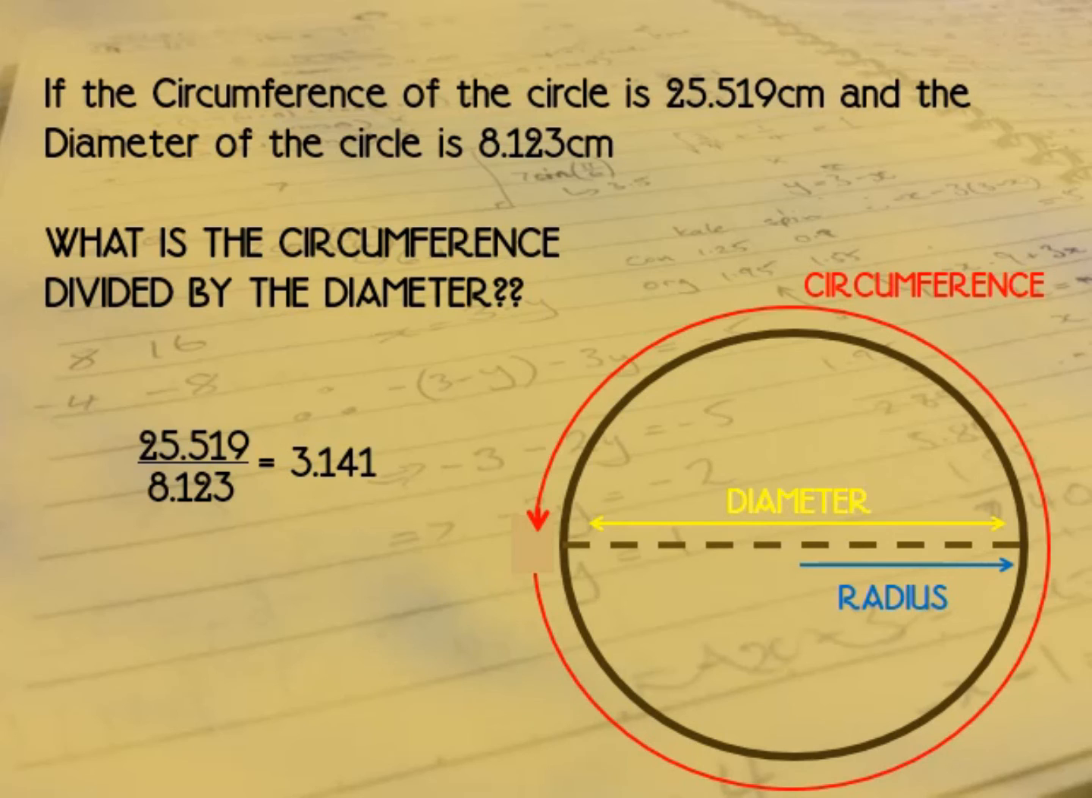Now, that seems like a strange thing to do. Why would we want to divide those strange numbers by each other? And what is this 3.141? Well, I suggest you try this with some of your own circles. Go draw a circle and measure the circumference and then the diameter, and then see what the division is.